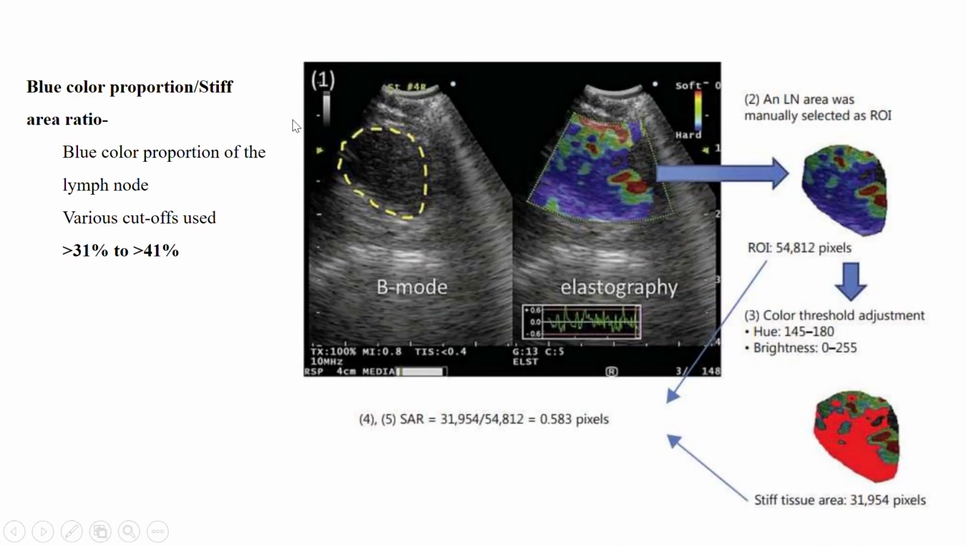In addition to this, we have something referred to as the stiff area ratio. So we see the node, we apply the elastography, we take the lymph node area, which is manually selected as a region of interest, and we calculate the pixels and make color threshold adjustments. We then analyze, in that particular region of interest, how much portion contains stiff tissue area. Both these objective parameters have been studied in clinical trials to understand the predictability of elastography in determining whether a node is benign or malignant.